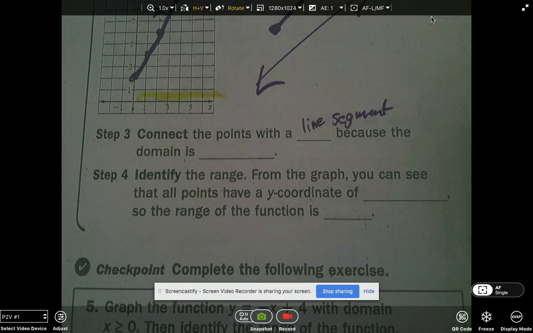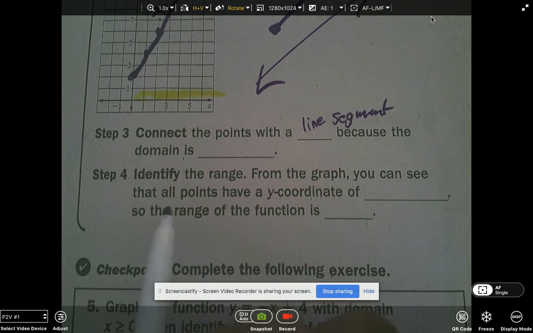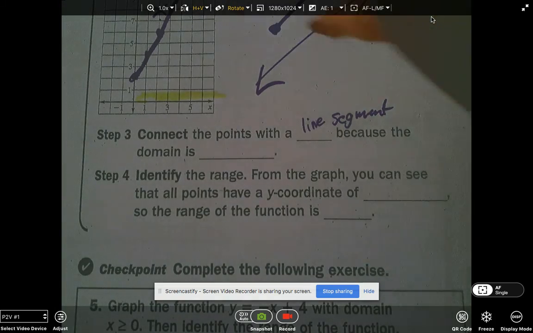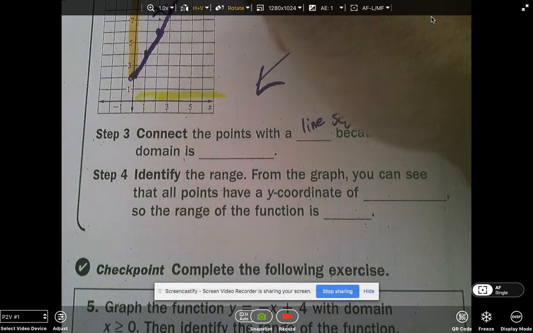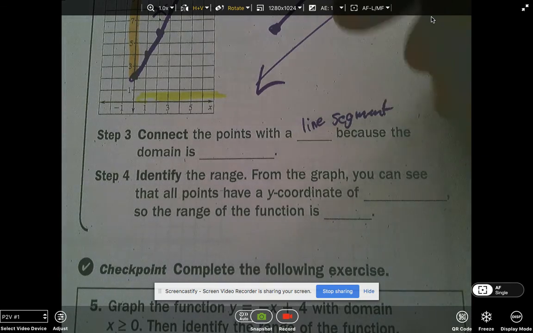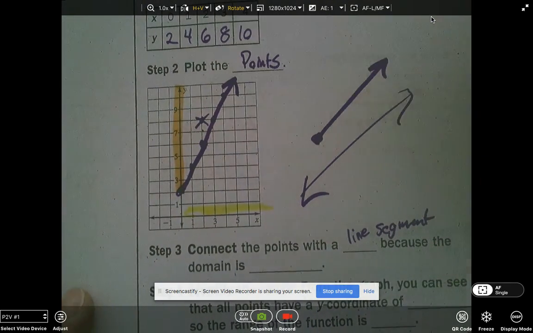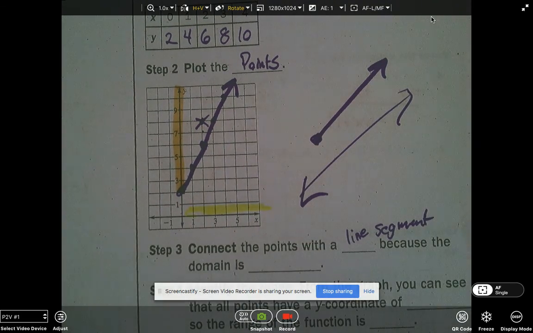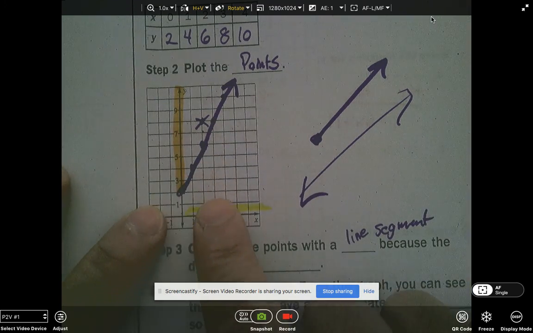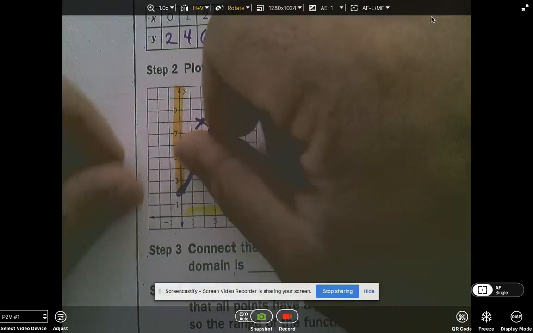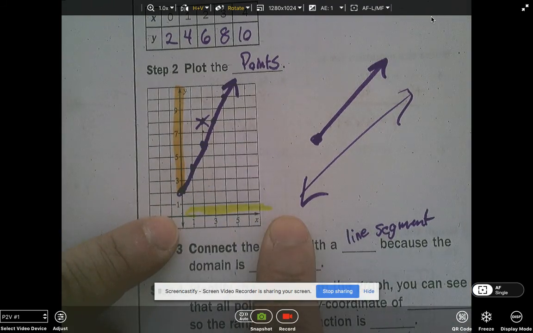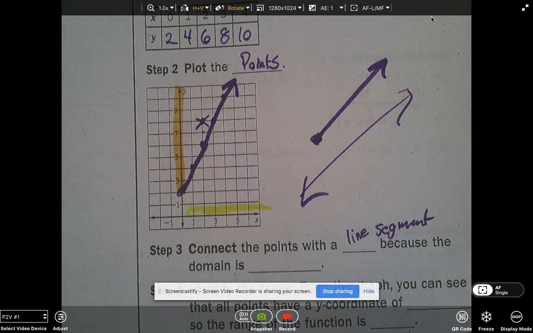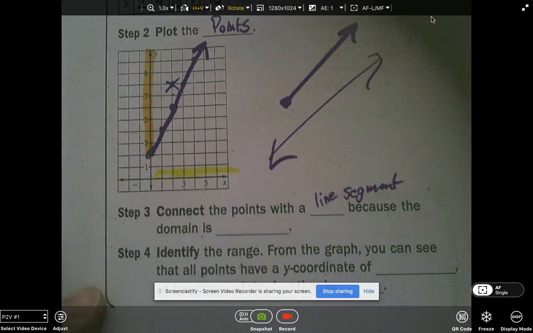Then the last part is going to identify the range. So now if you think about the range, I'll highlight it in orange. Can someone tell me what would the range be for this? What is all my y values? So this is my x values. It's restricted in yellow. But what is all my y values? How would you state that? Go ahead, Addison. So the y values are 2, 4, 6, 8, and 10.